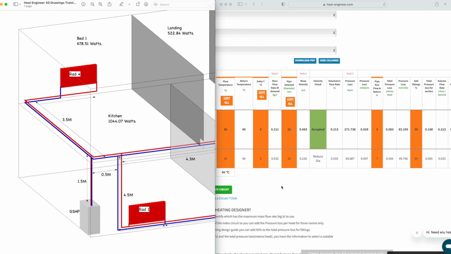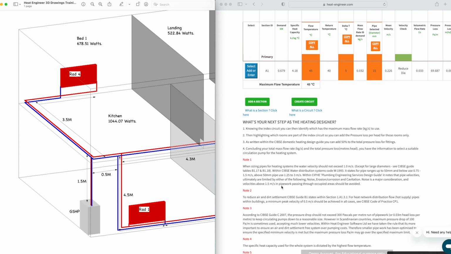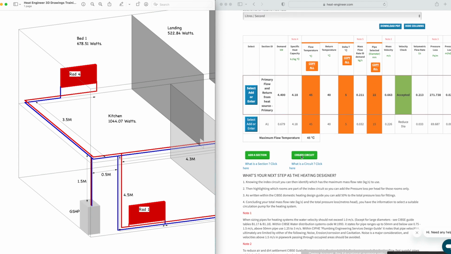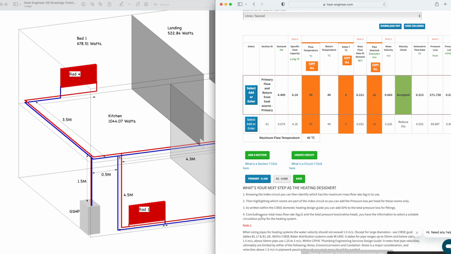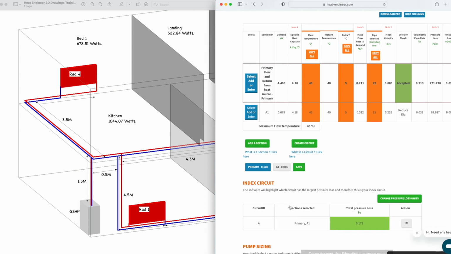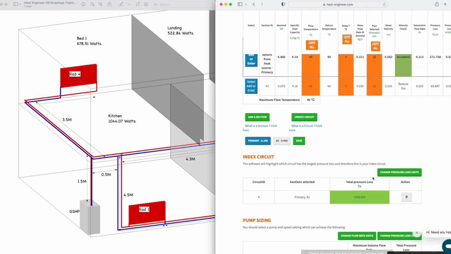So we come back over to this side and we create a circuit. So we've got our primary, which is there, and we're also adding in A1 because we've called that A1. It's going out there. So we click on that and we press save. And there's our first lot that is there. So we're into pascals. You need to just change those values up there, and you can see that we've got 1693 pascals from that section there right the way through to that on the pipework only.